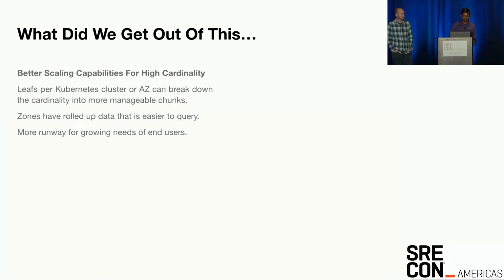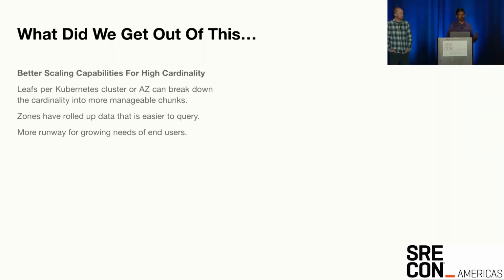So what did we get out of this? First and foremost, we were able to get better scaling capabilities for higher cardinality. Like Nick explained in detail, we are now able to store the raw cardinality closer to where it was harvested, which means that we don't need large installations to handle larger use cases. We can keep fanning out depending on the number of Kubernetes clusters these applications are actually deployed on.